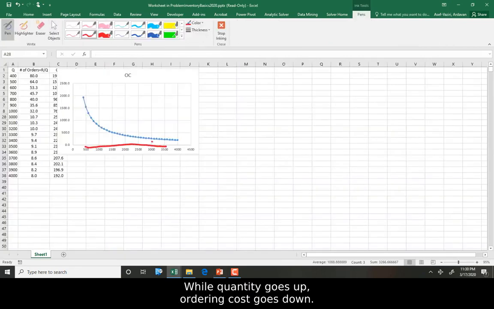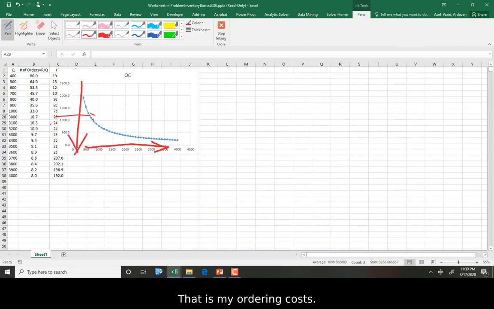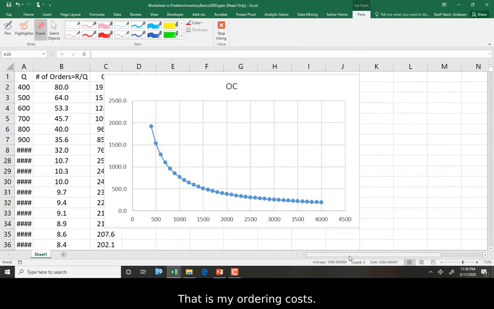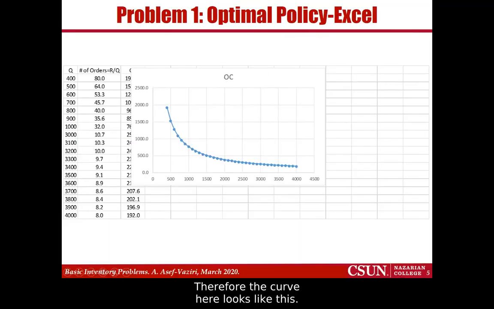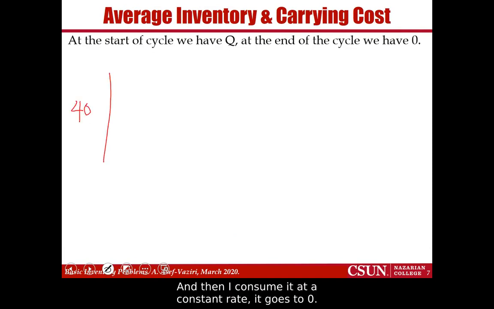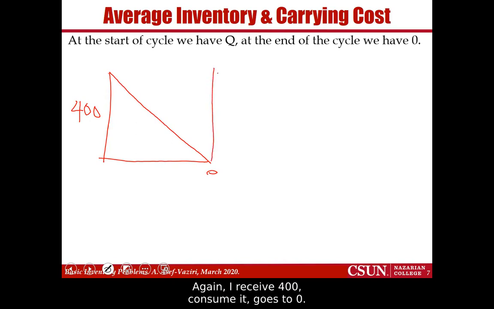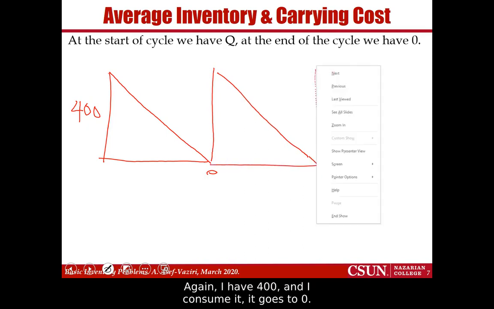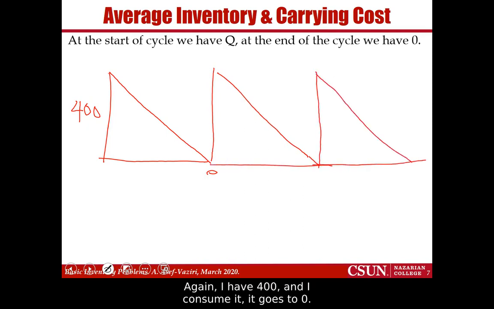Okay, so this is my ordering cost. Order quantity goes up, ordering cost comes down. That is my ordering cost. Therefore, the curve here looks like this. If I order 400, I have 400 here. And then I consume it at a constant rate, it goes to zero. Again, I receive 400, consume it, it goes to zero. Again, I receive 400, and I consume it, it goes to zero.